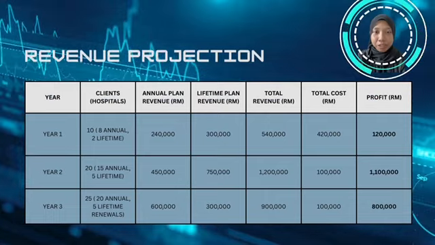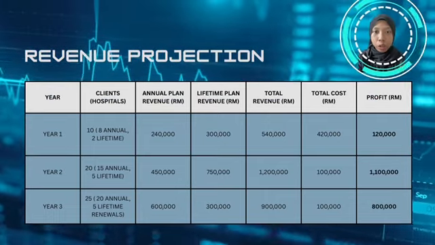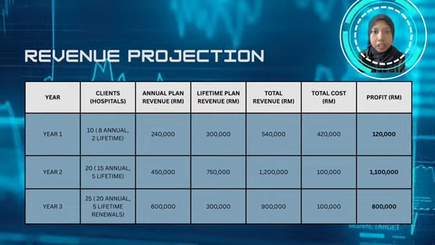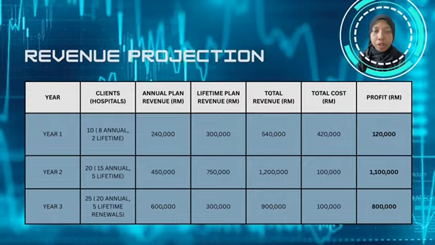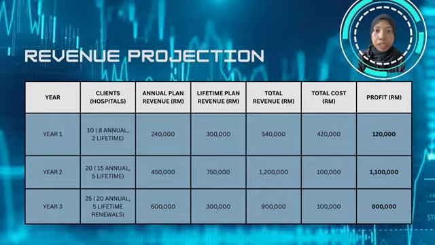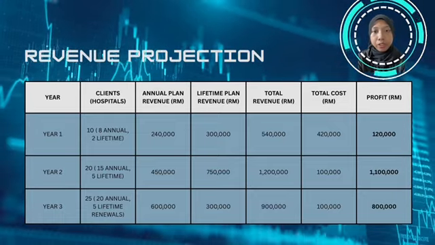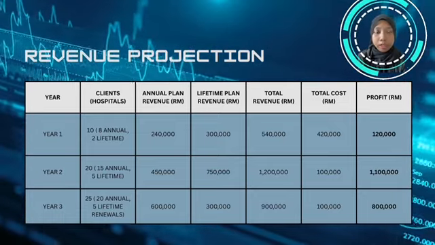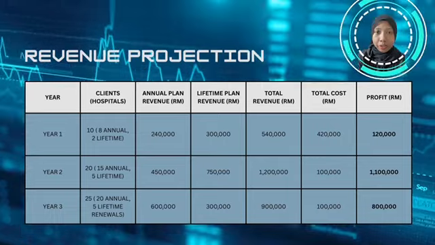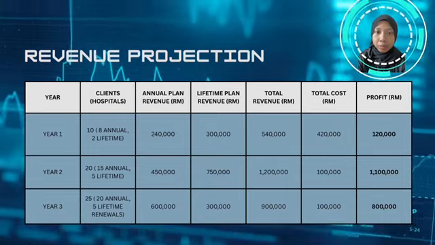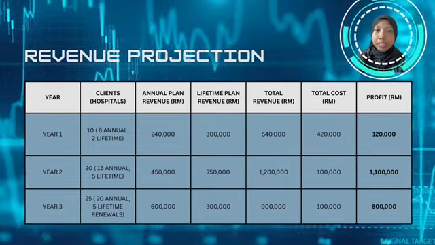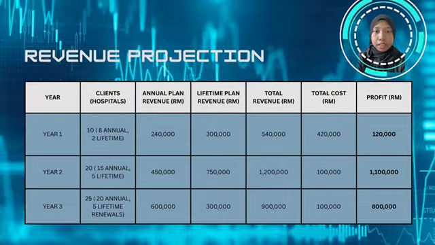Next, our revenue projection shows how strong the potential of our financials is in the future. In the first year, we expect around 540,000 in revenue from 10 hospitals, reaching break even within the same year. By year 2, revenue increases to about 1.2 million with growing adoption of both annual and lifetime plans. This projection demonstrates that AI-VORA is not only technologically innovative but also financially sustainable in the long term.